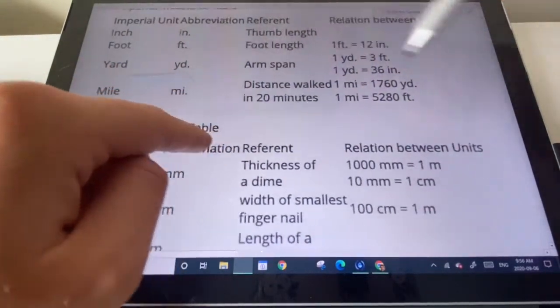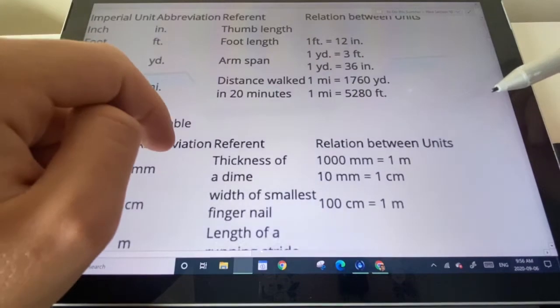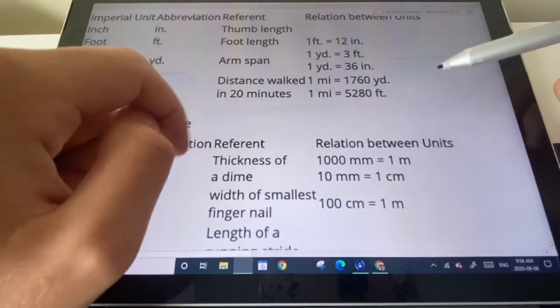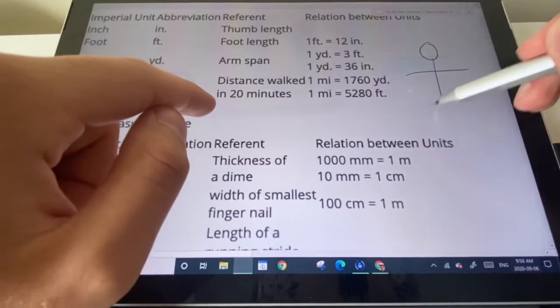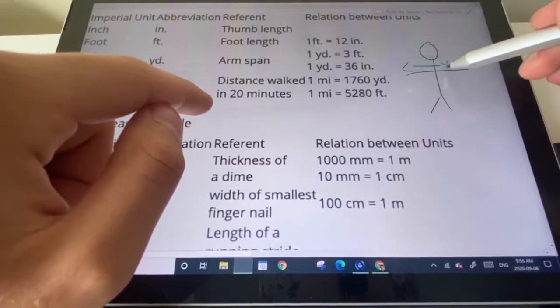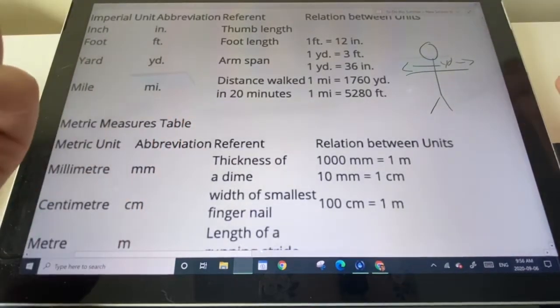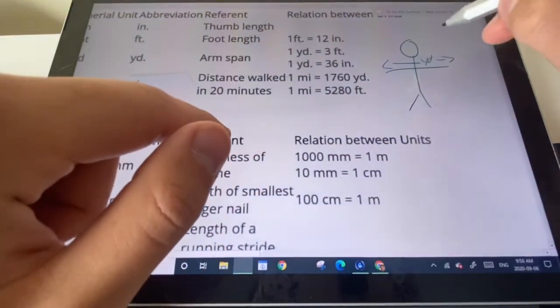A yard is an arm span, okay? So a yard is about if you put your arms out like this. Now it's going to depend based on how tall or short you are. Some people have really long arm spans.